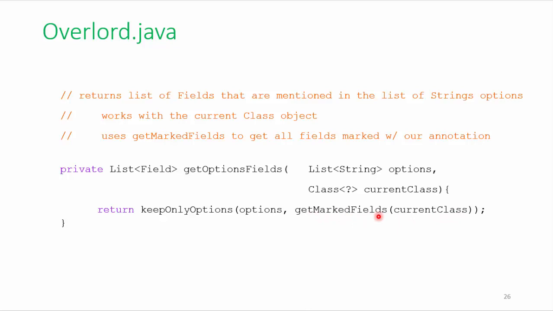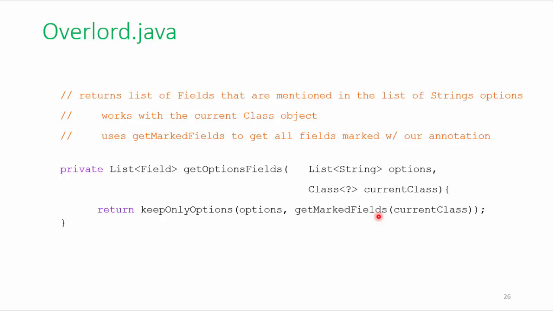It's going to look at all the fields in the current class and identify the ones that have been marked by the annotation @experiment parameter. All the fields that have been marked by that annotation, I'm going to return as objects of class Field that represent them. So I'm going to return a list of objects of class Field that represent all the fields marked by that annotation in my current class.